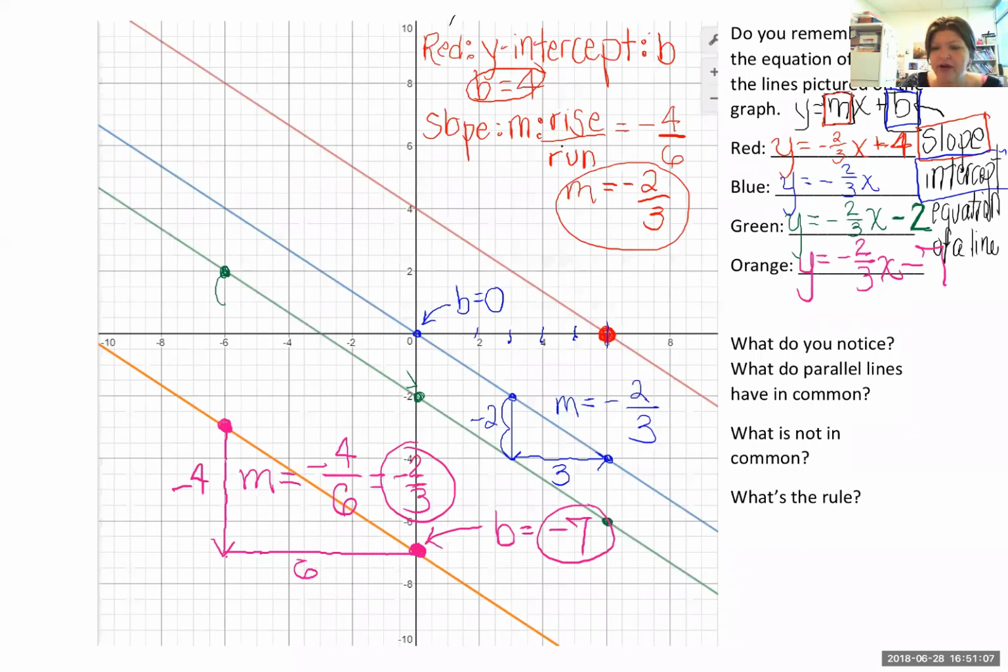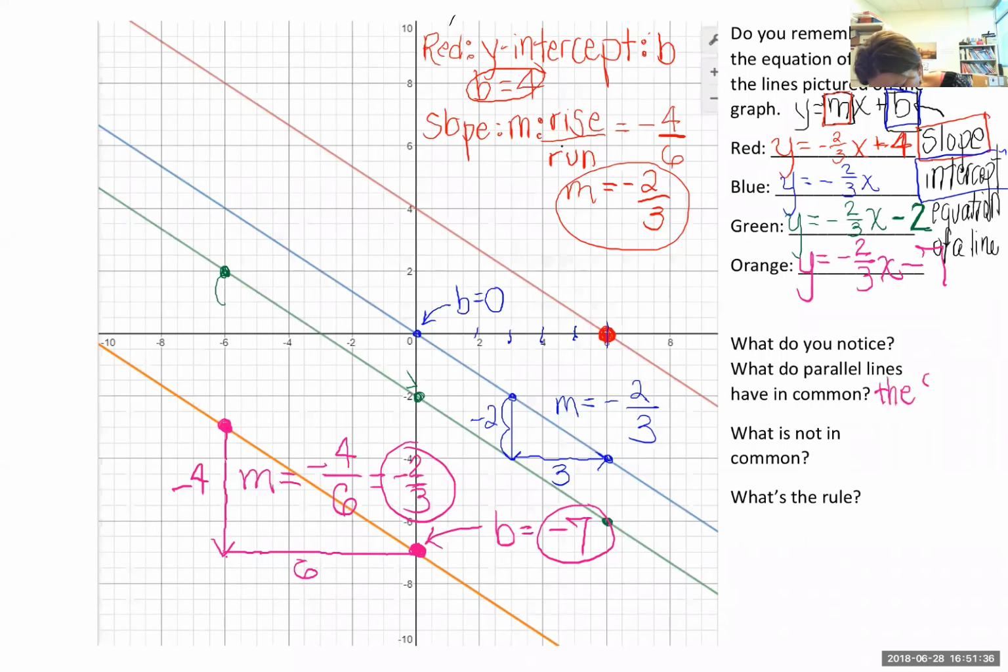I hope you noticed while I was doing it, I felt like a broken record because I kept finding the exact same slope over and over again. Of course, parallel lines have the same slope. That's why they never run into each other, because they're at the exact same angle. They have this exact same steepness. So forever and ever, they're just going to keep running like that, parallel to each other. So what do parallel lines have in common? They have the same slope.